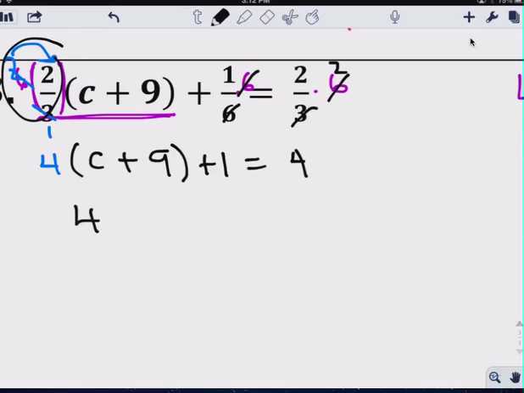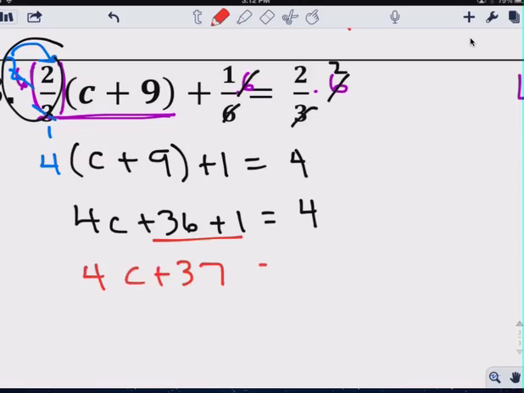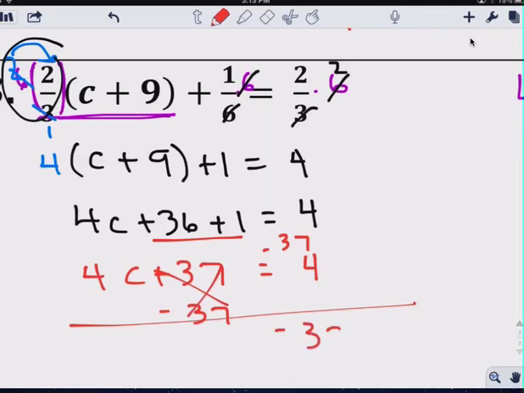That gives you 4c plus 36 plus 1 equals 4. Got it? You understand so far? Okay. Now you add these because they're alike. That's 37. 4c plus 37 equals 4. Minus 37. That gives you a negative 33, right?